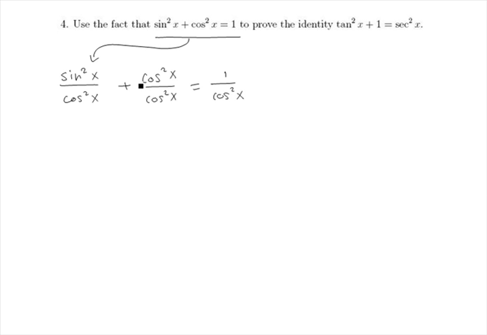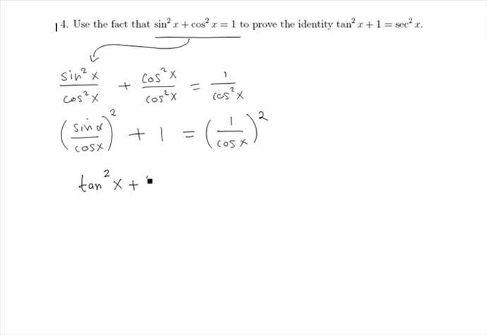But what this allows us to do is to notice that this is the same as sine squared x over cosine squared x, or sine x over cosine x, squared. The second term becomes 1, and the other term is 1 over cosine of x, squared. And sine x over cosine x is by definition the tangent. So we have tangent squared x plus 1 equals the secant squared of x. So that's a good way to remember how to get from the Pythagorean identity to this identity in terms of tangent and secant.